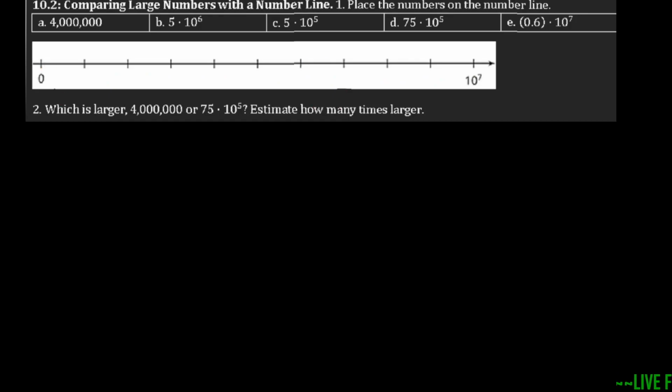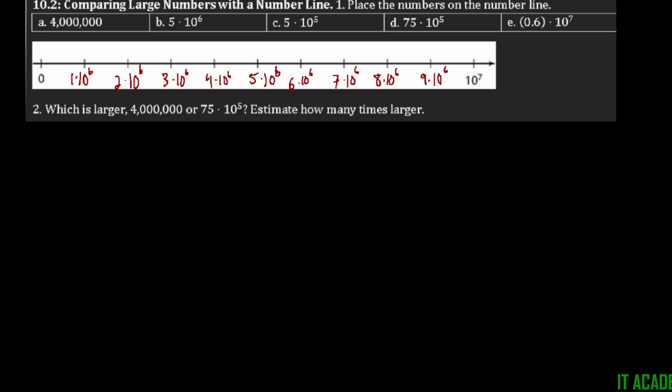So now using those same tick marks, we're going to have that exponent. So I'm going to mark these in here like this. I'm going to do 1 times 10 to the 6th power, so on and so forth. So now once you have those in there, it says place the numbers on the number line.